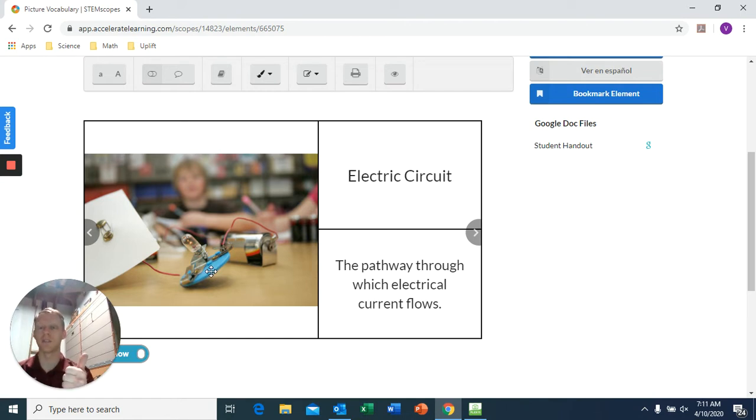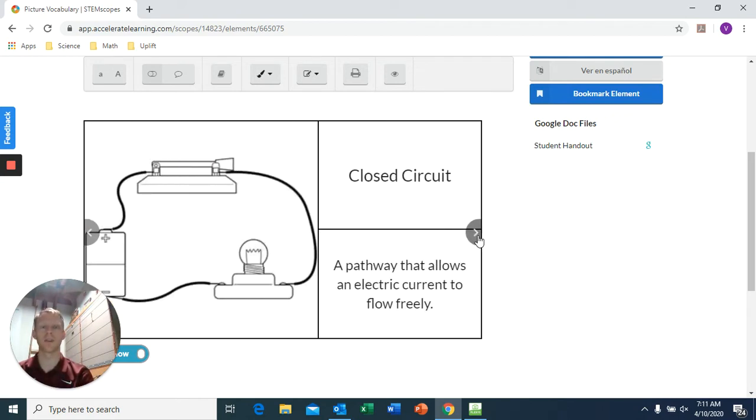So we need an energy source. We need the wires for the electric current to move to. And then we're going to need something to show that the current is actually flowing. We have two different types of circuits that we're going to talk about today.